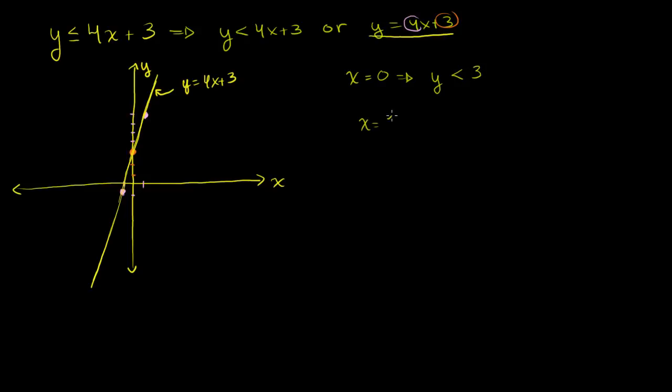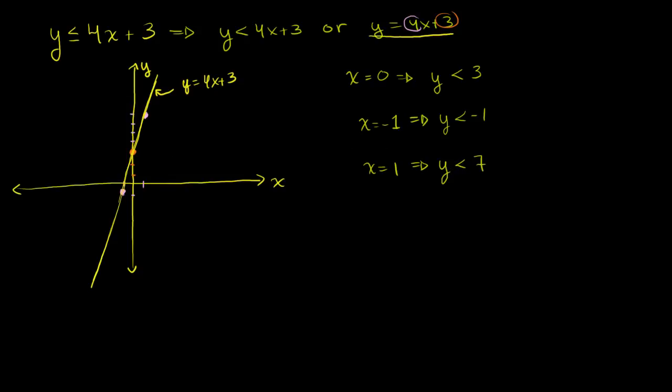When x is equal to negative 1, what is this telling us? 4 times negative 1 is negative 4, plus 3 is negative 1. Y would be less than negative 1. When x is equal to 1, what is this telling us? 4 times 1 is 4, plus 3 is 7. So y is going to be less than 7. So let's at least try to plot these.